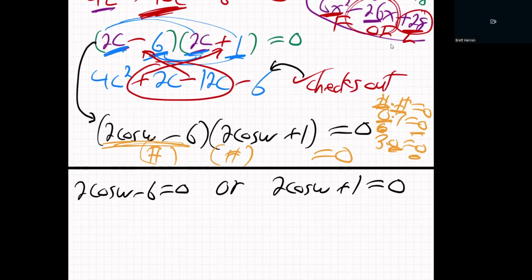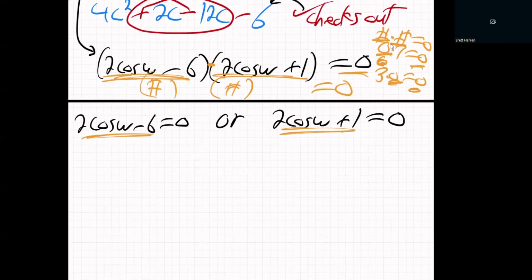That's what we have here. Here's the first one. Here's the second one. So the first one could be 0 or the second one could be 0 to make them multiplied equal 0. That's just logical. All right, let's finish it up from here.